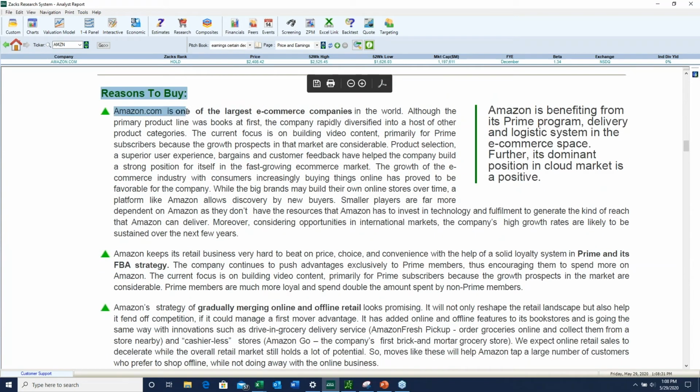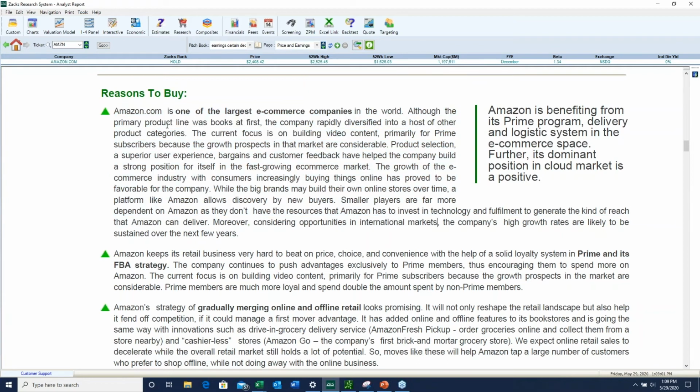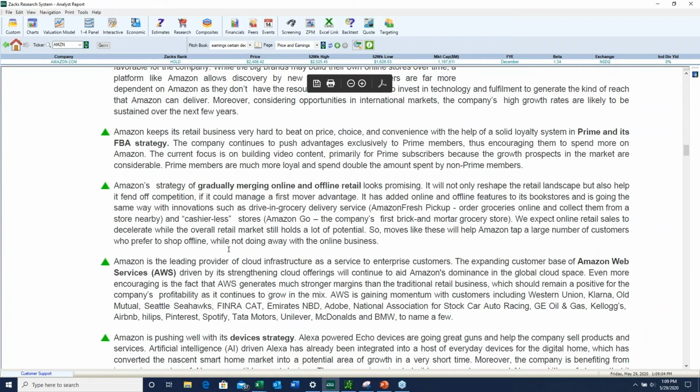So this gets us a little bit more info on what they're doing specifically that is creating value relative to other players in the space. So we can see that they're one of the largest e-commerce companies in the world. Here's a key snippet from that. It's benefiting from its Prime program, delivery, and logistics systems in the e-commerce space. Further, its dominant position in the cloud market is a positive. So again, this tells you the reasons to buy, why there is a bullish tone behind the stock. So that gives us key bullet points on that.